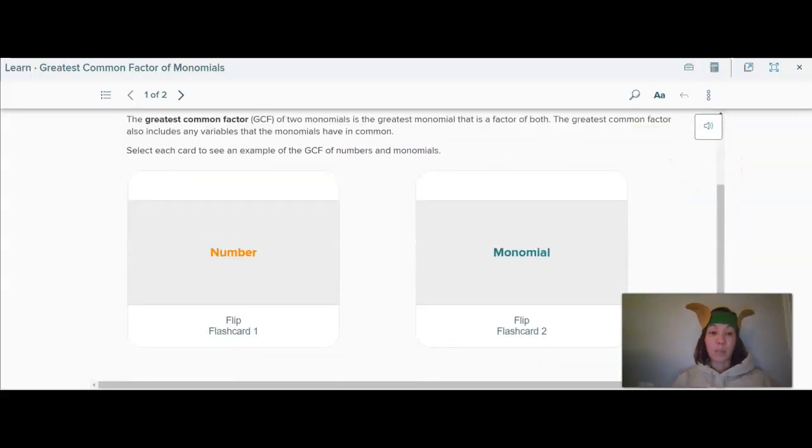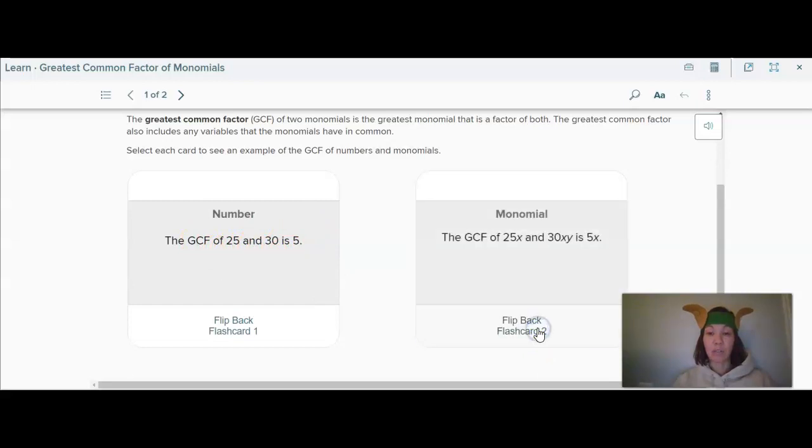Okay? So for instance, a number, the GCF of 25 and 30, if you think of factors of 25 and factors of 30, the greatest common factor is 5. The greatest common factor of this monomial would be 5x, because 5 is in common to 25 and 30, and they each have an x in common. So the greatest common factor to this monomial is 5x.